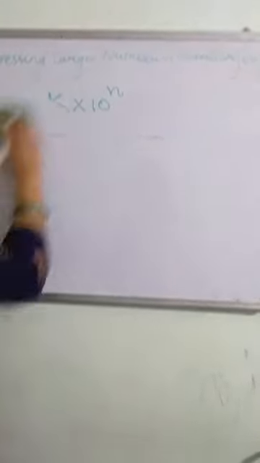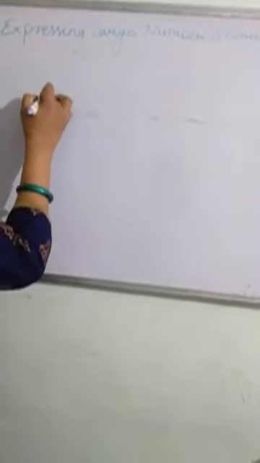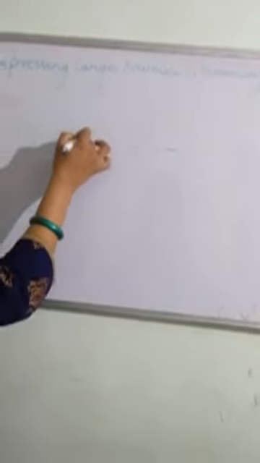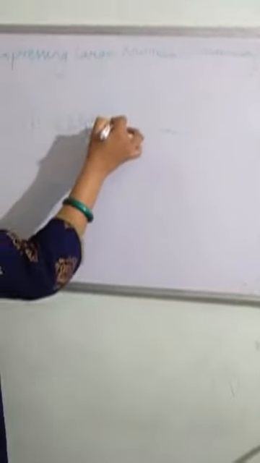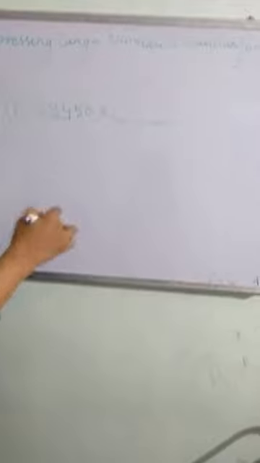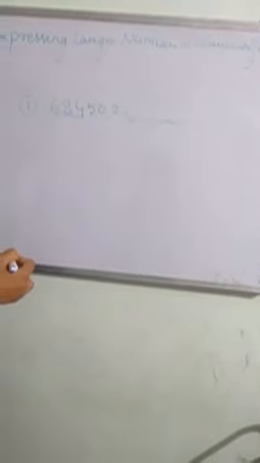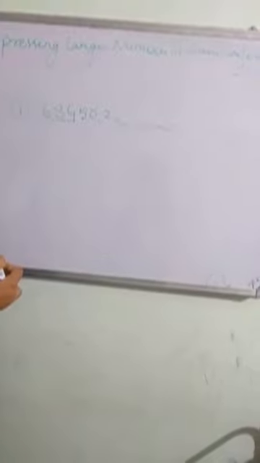Another type of question that will come in this particular exercise is expanded form. Question number 3, exercise 5B. 684502 is the number, and you have to write it in the expanded form, not standard form. You have to convert this into the expanded form.